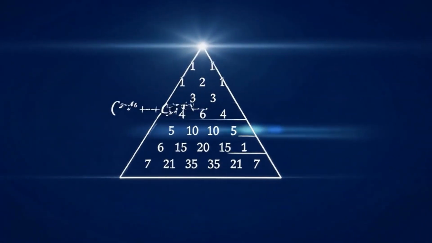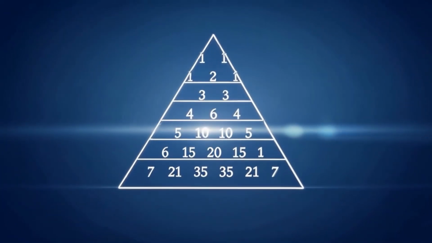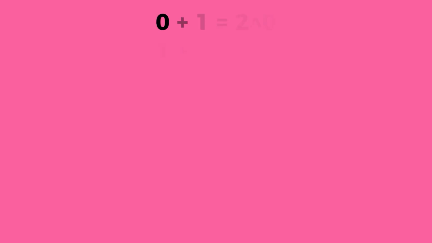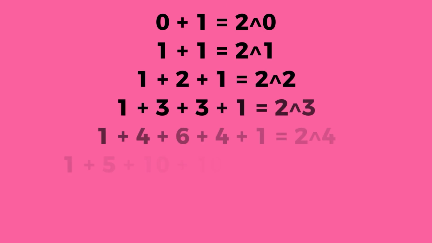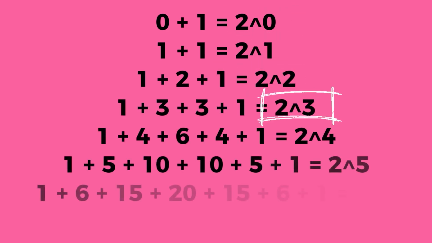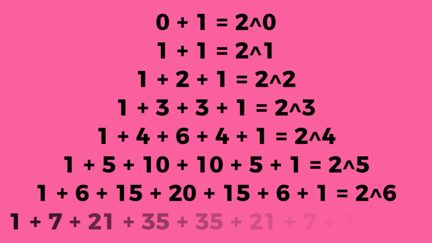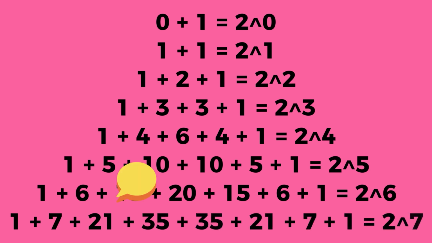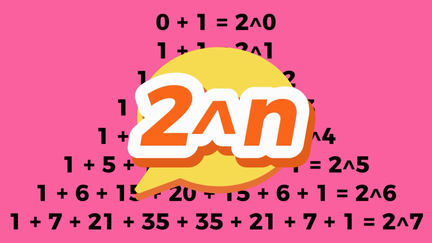Let's discover another pattern. Add the numbers in each row. 1, 2, 4, 8, and so on. Does this sequence look familiar? It is simply the powers of 2.